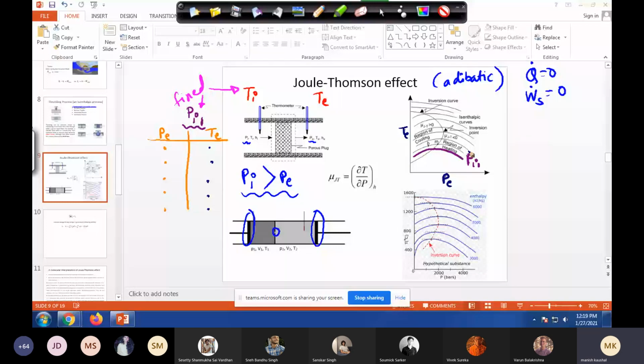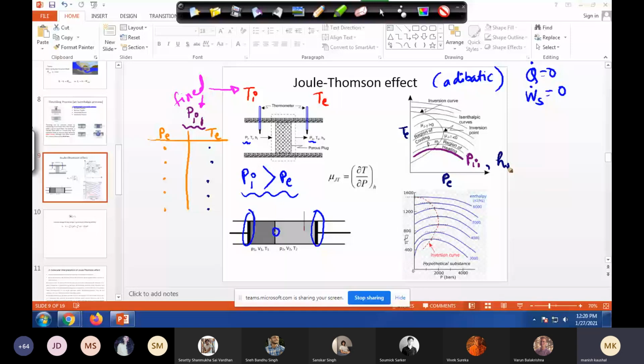And in this process, what is happening? Enthalpy is constant, right? So this is for some enthalpy. Inlet enthalpy is equal to outlet enthalpy. So let's say H. H you can write as U1 plus P_i1 V_i1 at inlet, and that is equal to the exit value also. So H is going to be constant. H will take some value, let's say H1. Fine.